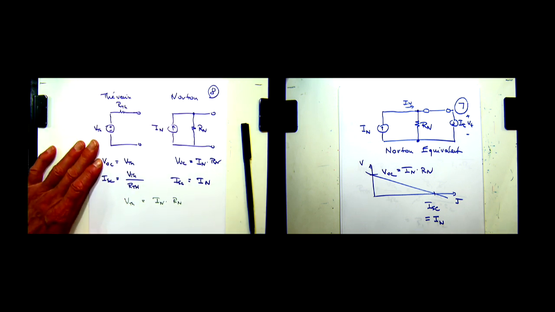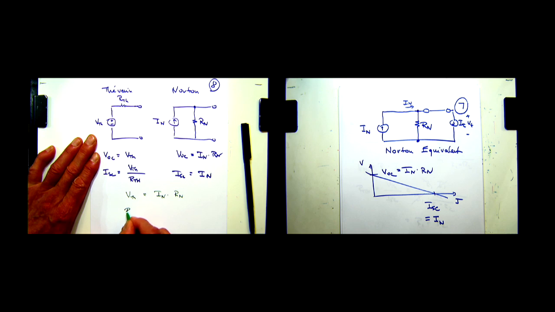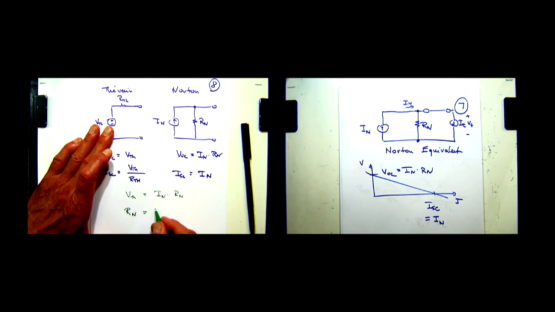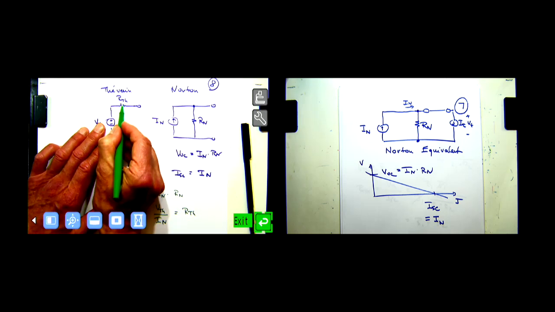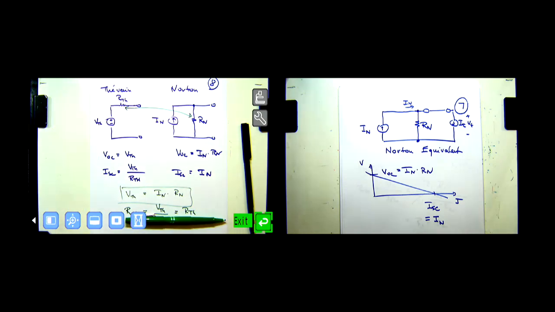Likewise, we can set the currents equal. We can also say Rn is equal to VTH over IN, and that is also equal to RTH. So apparently, the resistors in the Norton and the Thevenin are exactly the same. It's just that in one case we have a voltage source, in the other case we have a current source, and we can use this little expression here to convert between the two. Simple. Okay?